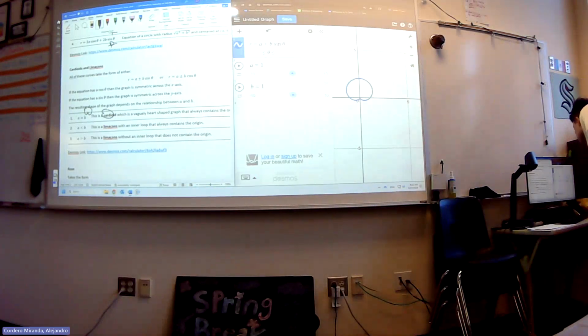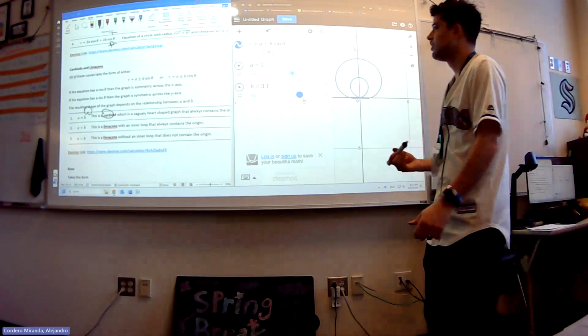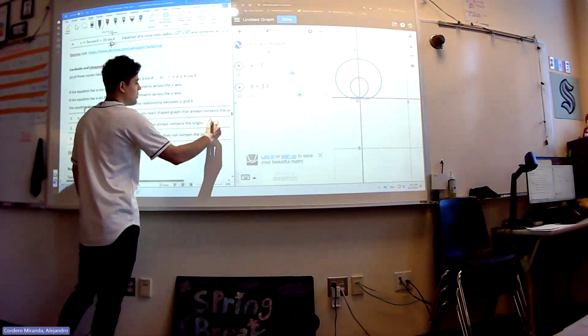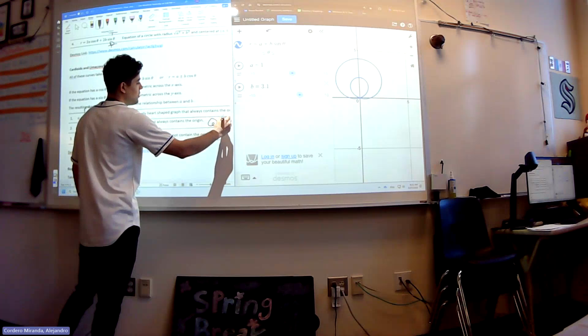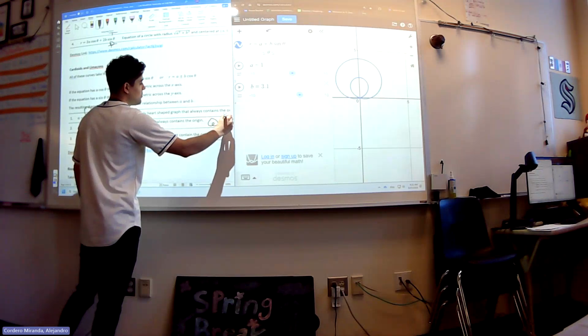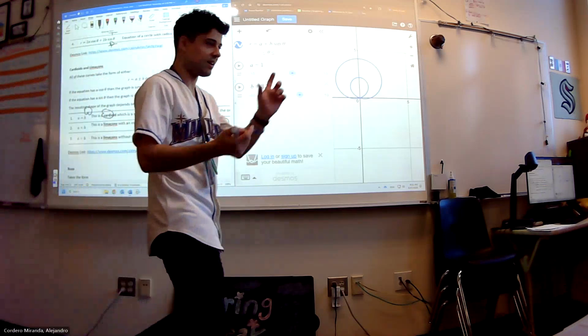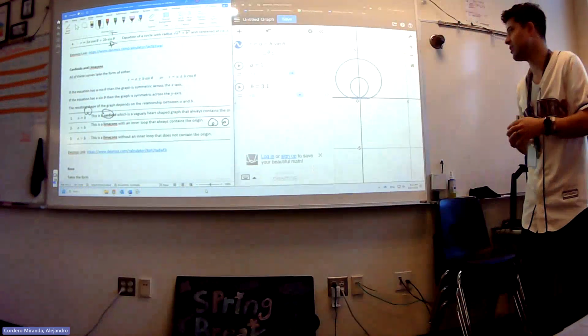All right, if a is less than b, then you get an inner loop, which always contains the origin. So either this or sideways. Cosine is always sideways. Cosine is more x oriented and sine is y oriented.